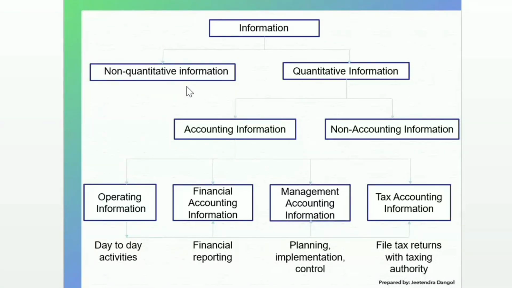That's why when we are talking about information, you should know that we have qualitative information and quantitative information. Under the quantitative information, we have accounting information as well as non-accounting information. When we are talking about accounting information, basically we have 4 different types: day-to-day operating activities information, financial accounting related information, management accounting related information, as well as tax accounting information. These are the basic concepts of information. On the basis of these, we are going to discuss more. Okay, do we have any confusion?